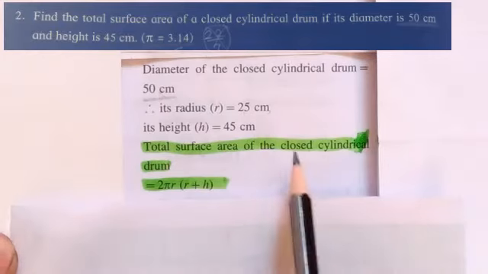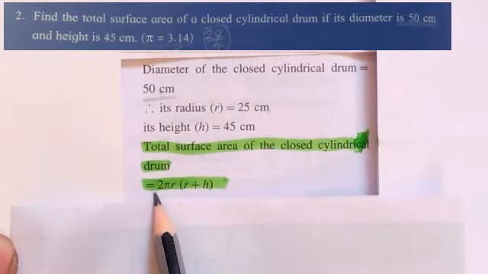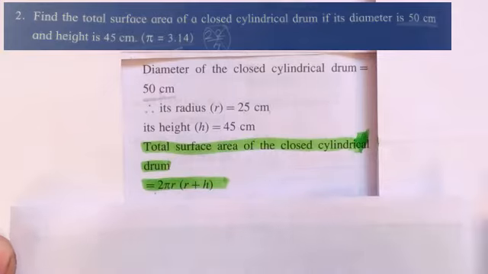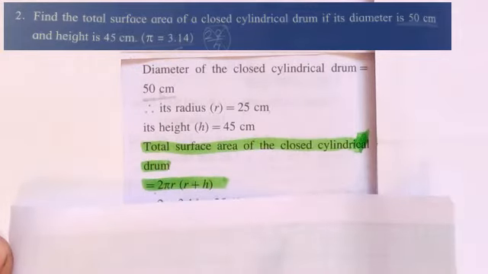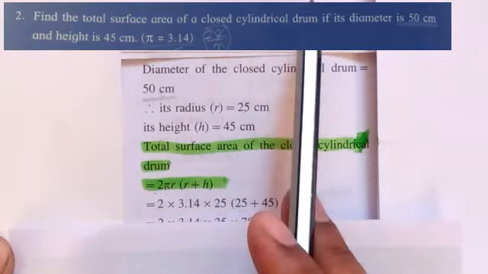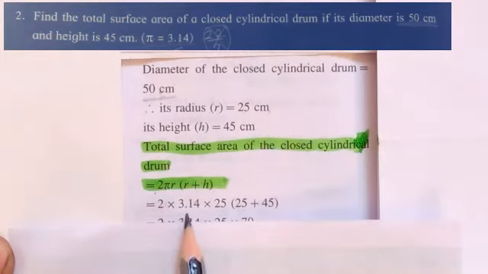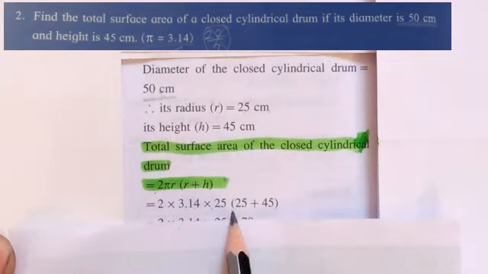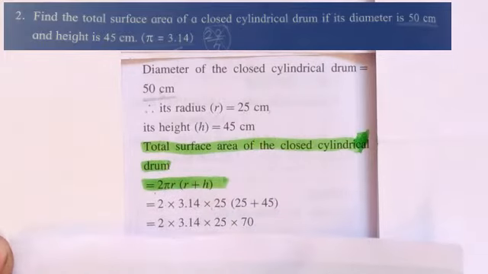Total surface area of closed cylindrical drum is equal to 2 pi r into bracket r plus h, bracket complete. Let's put the values inside that. 2 will be as it is, multiplied with pi. Here according to the question we have to use the value of pi, that is 3.14, multiplied with r, which is 25 centimeter, into bracket r plus h, that means 25 plus 45. Let's do the calculation. Solve the bracket at first. Addition of these two numbers will be 70. The rest of the numbers will be as it is.